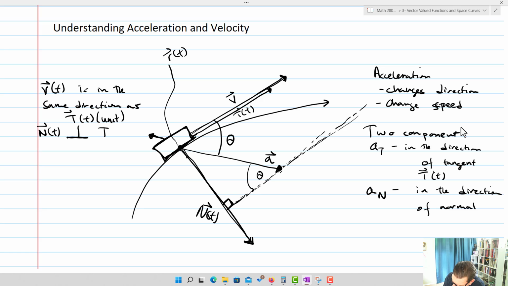It's orthogonal to T(t), which also means that it's orthogonal to v(t), because v(t) is in the direction of T(t). Those are in the same direction, okay? Then we can split up our acceleration vector, because it is moving in a particular direction. We can split it into a_T, which is in the direction of the tangent, and a_N, which is in the direction of the normal. And we're going to look at how we actually do that.